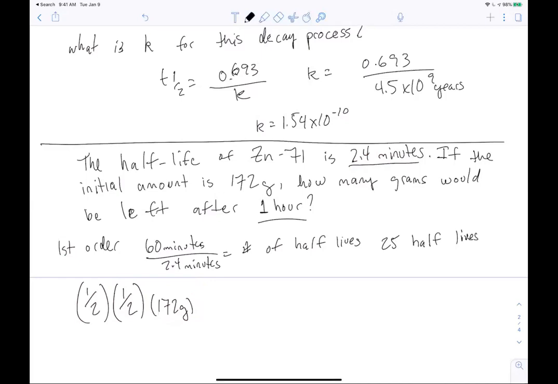What happens after 4.8 plus 2.4, which is 7.2 minutes, so 3 half-lives? We're going to multiply it times another 1/2. So each time it's going by a 1/2. And so the amount that we'd have left over is 1/2 to the power of the number of half-lives.